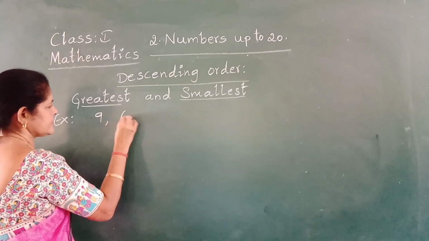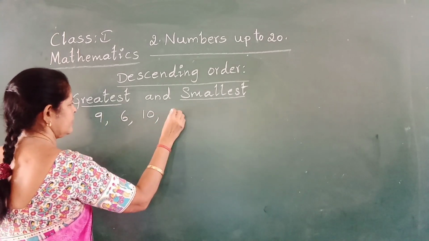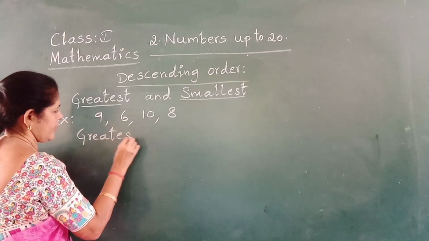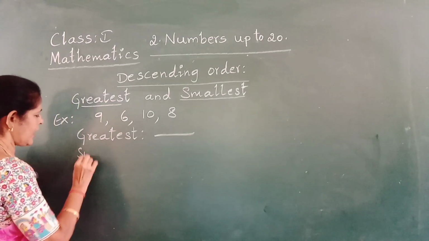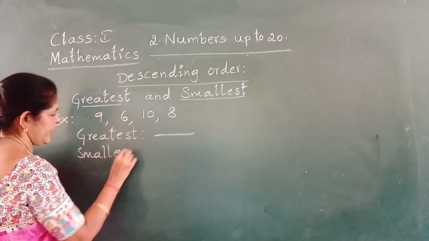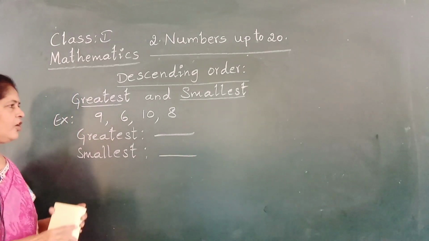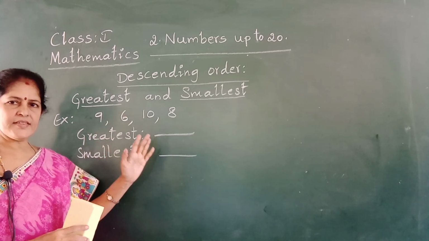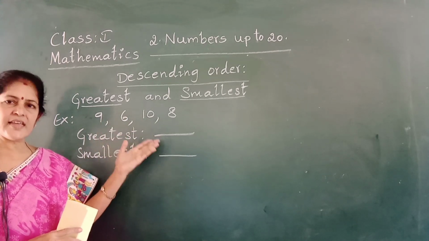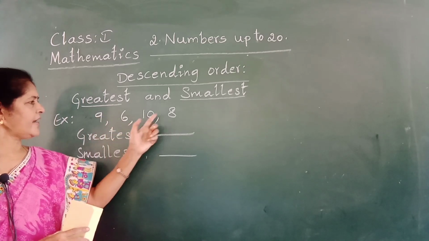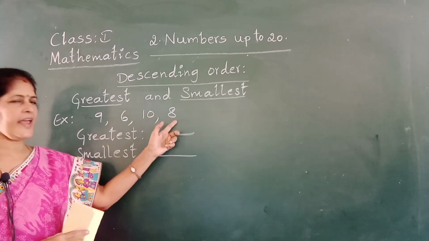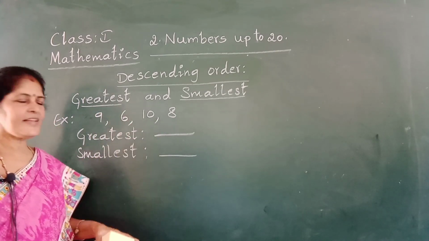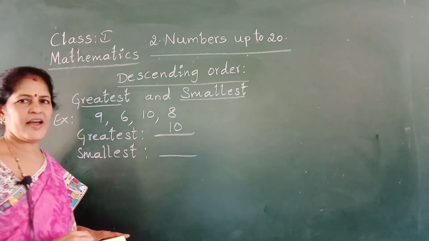9, 6, 10, 8. First, write greatest number. Next, smallest number in the given numbers. When we are going to find out greatest and smallest, first check the digits. If any 2-digit number is there in the given numbers, that is greater. 9, 6, 10, 8. 9, 6 and 8 are 1-digit numbers. 10 is 2-digit number. Then 10 is the greatest number in the given numbers, isn't it?